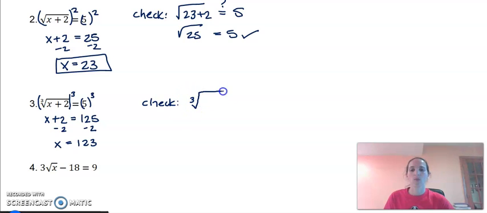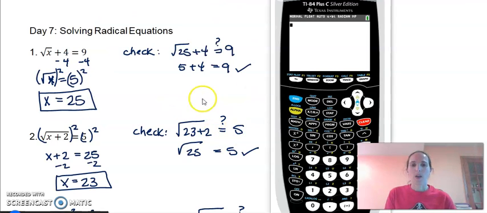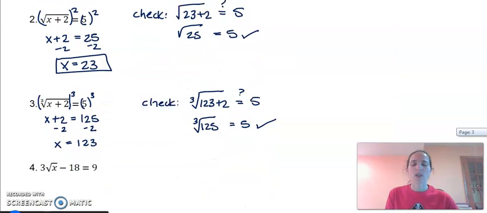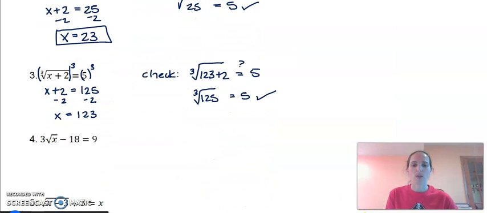So is the cube root of 123 plus 2 equal to 5? And is the cube root of 125 equal to 5? And the answer is yes, it is. We're going to go over in just a second how you check that or type that into your calculator. So let's talk about how you type the cube root into your calculator.